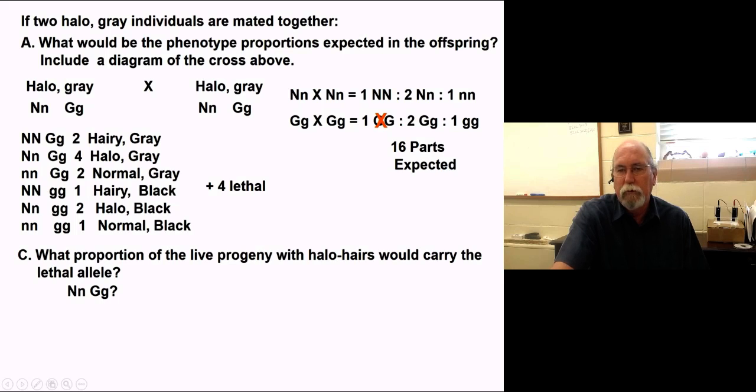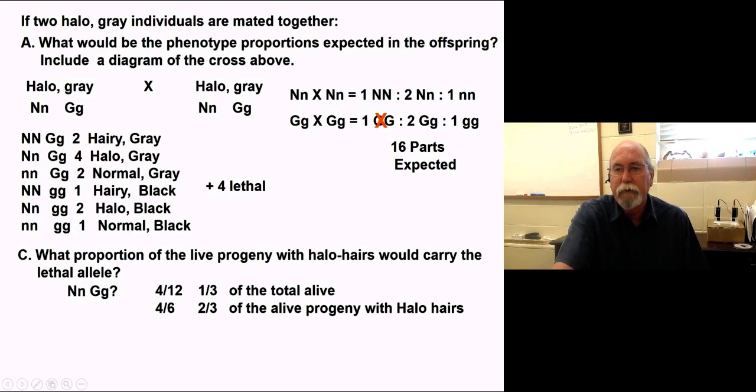Now, be careful when you read this, okay? Of all the live progeny, there's 4 of them that have this genotype. So that would be 4/12. Of the live progenies who also have halo hairs, you're only dealing with these guys and these guys down here, okay? So you're saying, I just want to deal with halo hairs and I want them to be alive. Well, these guys have halo, these have halo, right? Doesn't matter what the color. So in that case, it's actually 4/6 or 2/3. So you just have to be a little careful when you read the problem and make sure that you pick the right parts of it, right?